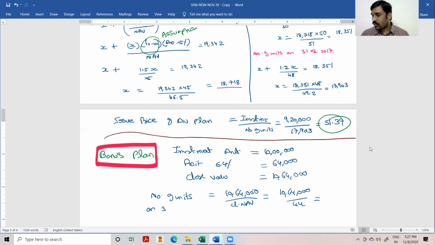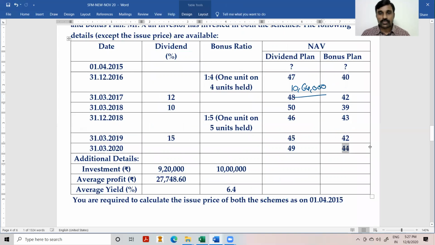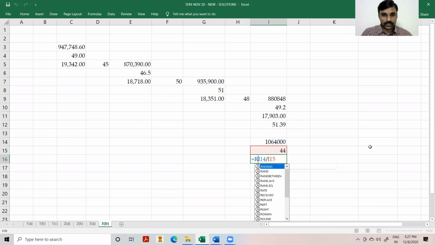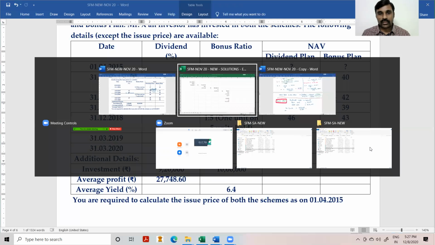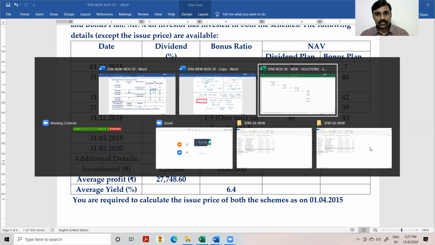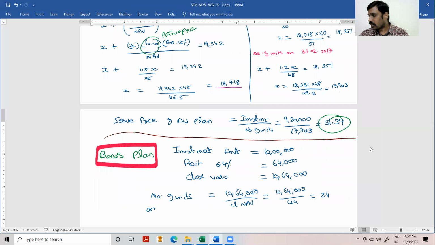So the number of units on 31st March 2020 is 10 lakh 64,000 divided by 44, which is 24,182. Number of units is 24,182 on 31st March 2020.